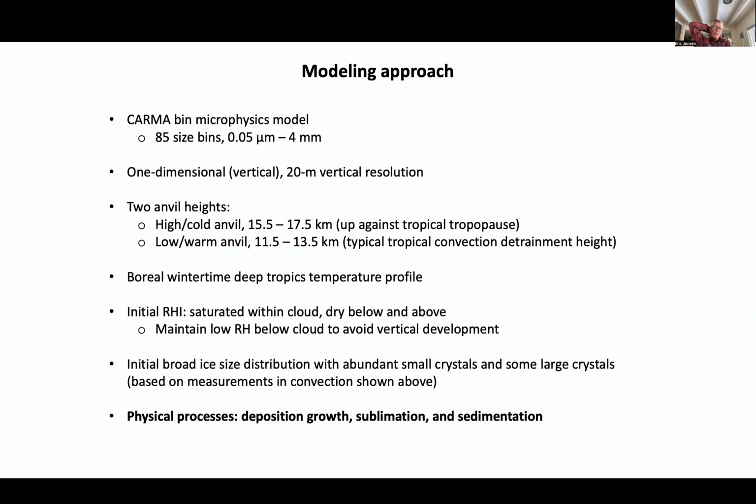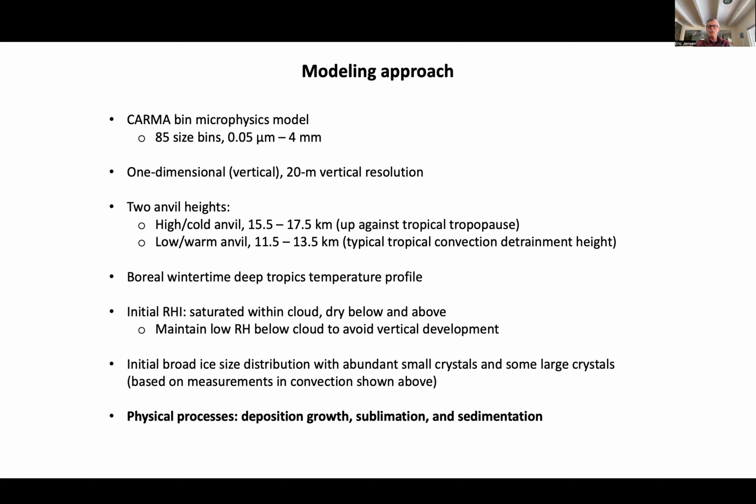Okay, so the modeling approach I'm going to use is very simple. I'm using a bin microphysics model. It's kind of overkill: 85 size bins, spanning the relevant size range for ice crystals, using one-dimensional simulations with 20-meter vertical resolution. And I'm simulating two types of anvils. One is very high, cold anvils up against the tropical tropopause, 15.5 to 17.5 kilometers. And another is more typical anvils detrained around 11.5 to 13.5 kilometers, much warmer.